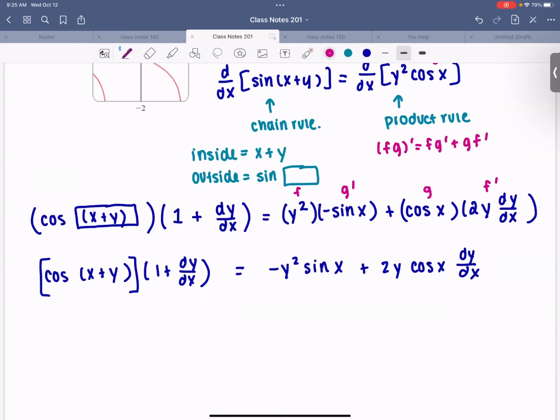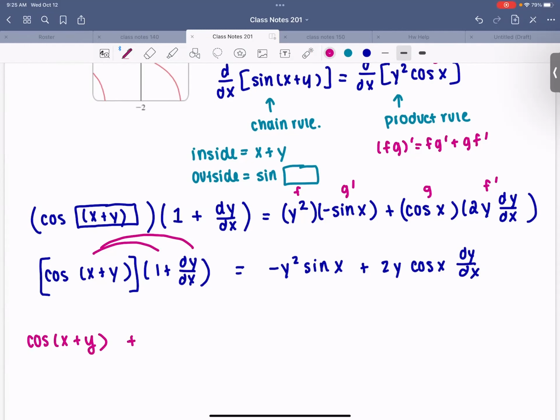So our next step would be to distribute the cosine to the 1 and the dy dx. This is going to give us a cosine of x plus y times 1, which is just cosine x plus y. And then we've got a cosine x plus y times dy dx. On the left, we have the same thing. I'm sorry to make you write this a billion times.